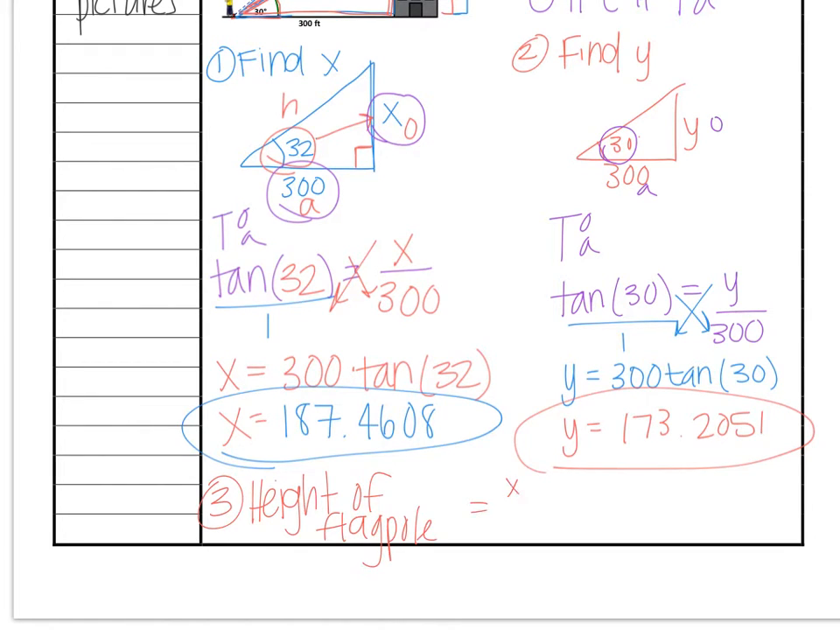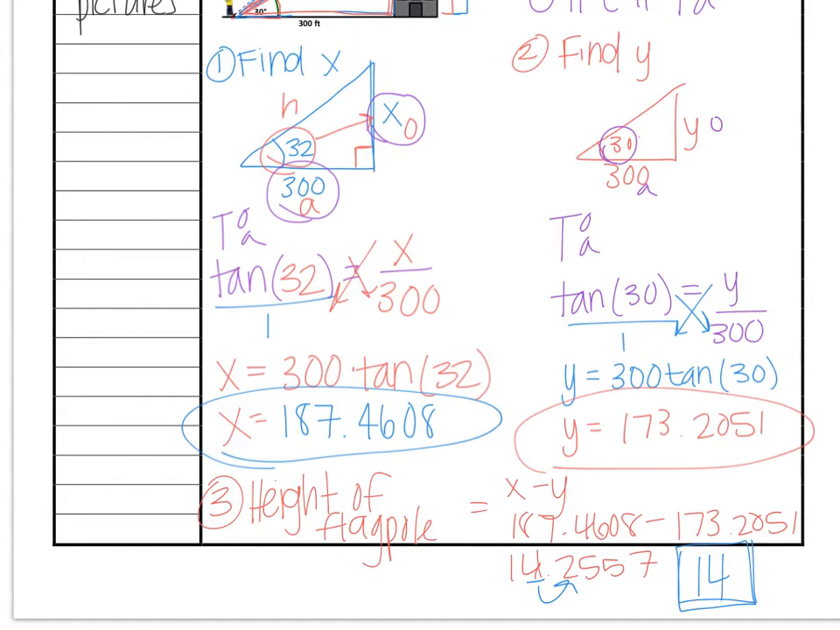And so again, to do that, we're going to do x minus y, which means that we have 187.4608 minus 173.2051. Type it in your calculator, and again, round to the nearest foot. So we get 14.2557. Take my 4, look to the 2, and it tells me that this flagpole has a height of 14 feet. When you're ready, flip it over so that you can see the next example.